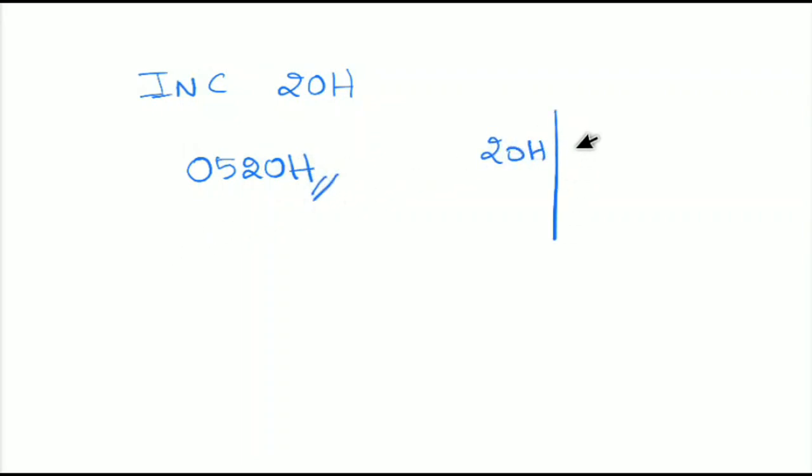So let us consider one more example. If I write INC 20H, so INC 20H is nothing but 0520H, and the 20H content will be incremented. Whatever data is available here will be updated. If it is 3, it will become 4, like this. So this is the second one.